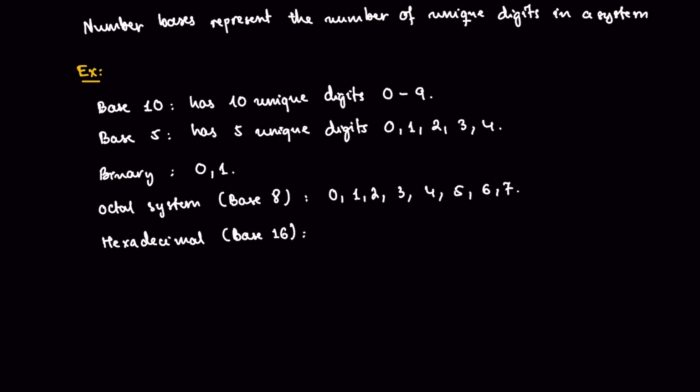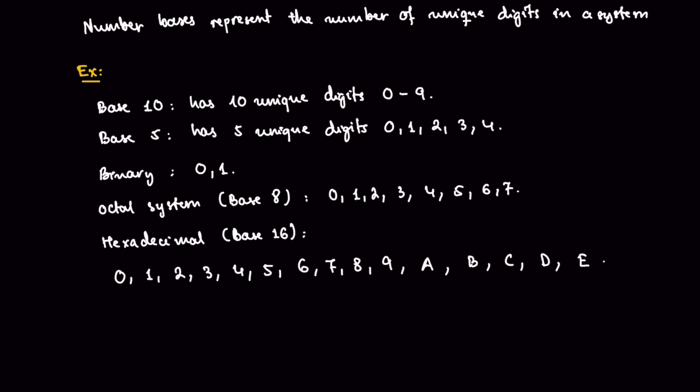And we're going to look at the hexadecimal system, which is base 16. For hexadecimal, the digits are 0, 1, 2, 3, 4, 5, 6, 7, 8, 9. After 9, we go with the letters A, B, C, D, E, and F. Altogether, they go from 0 to F, and there are 16 unique digits.